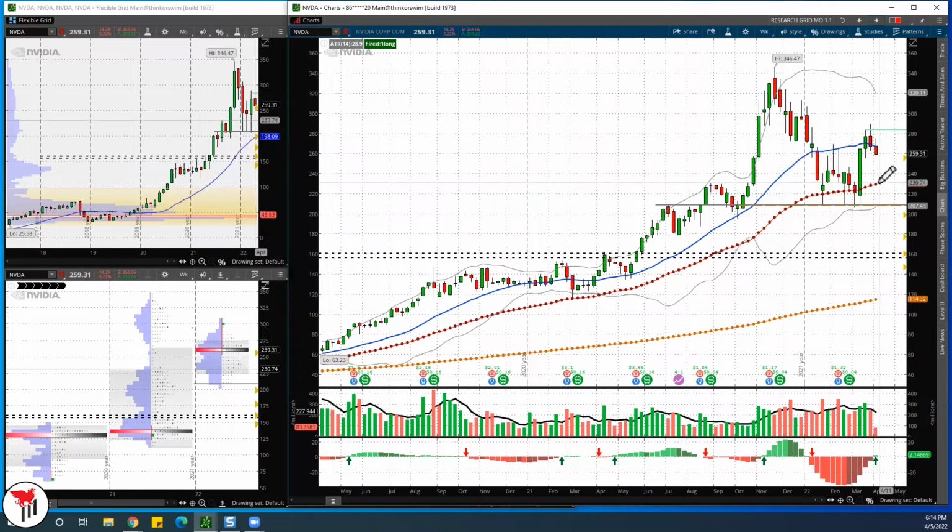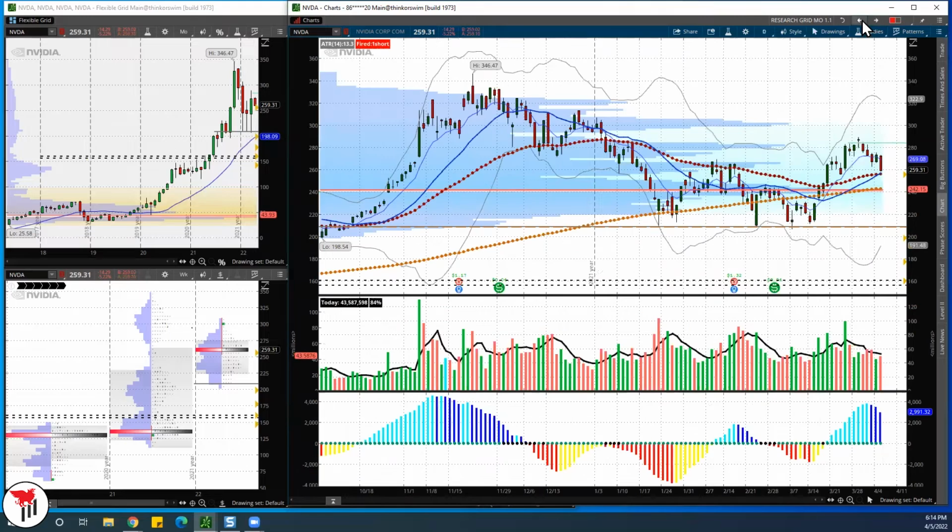I'm not talking about 230 because I have a lot of volume done in this area right here. So probably it's going to be 255 to 240, 15 points in a momentum trade short for Nvidia. So Nvidia under 255 for 241.